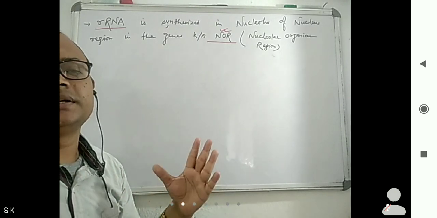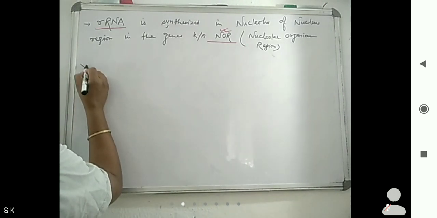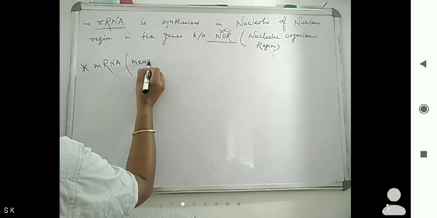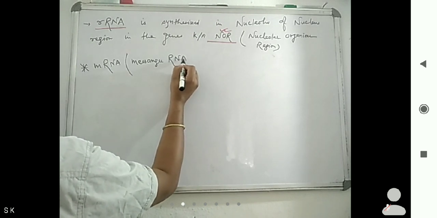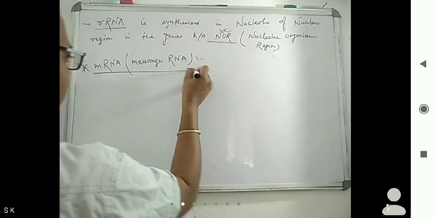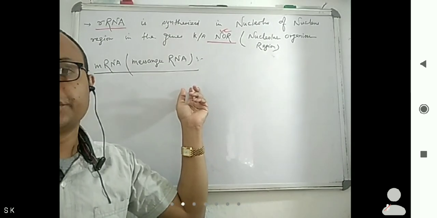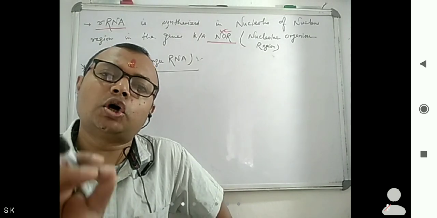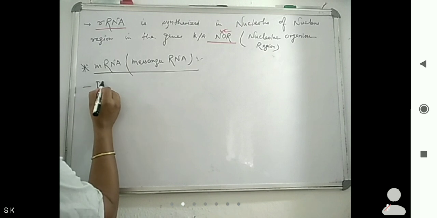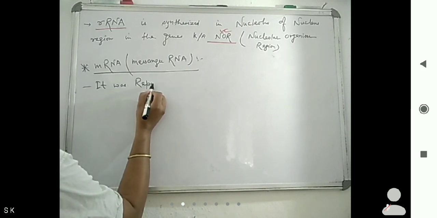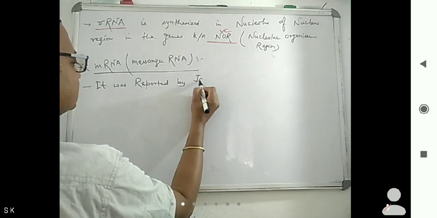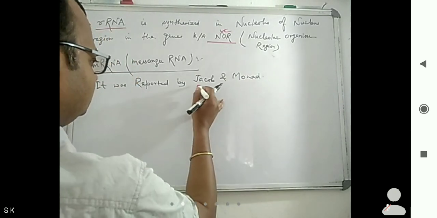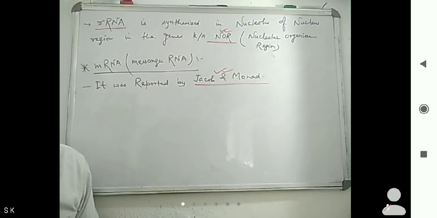Okay, now first what we saw, ribosomal RNA. Now come on to the next, that is mRNA, or it is also known as messenger RNA. Now what we saw, rRNA was reported by Coombs. This mRNA was reported by Jacob and Monod. So mRNA was reported by Jacob and Monod.